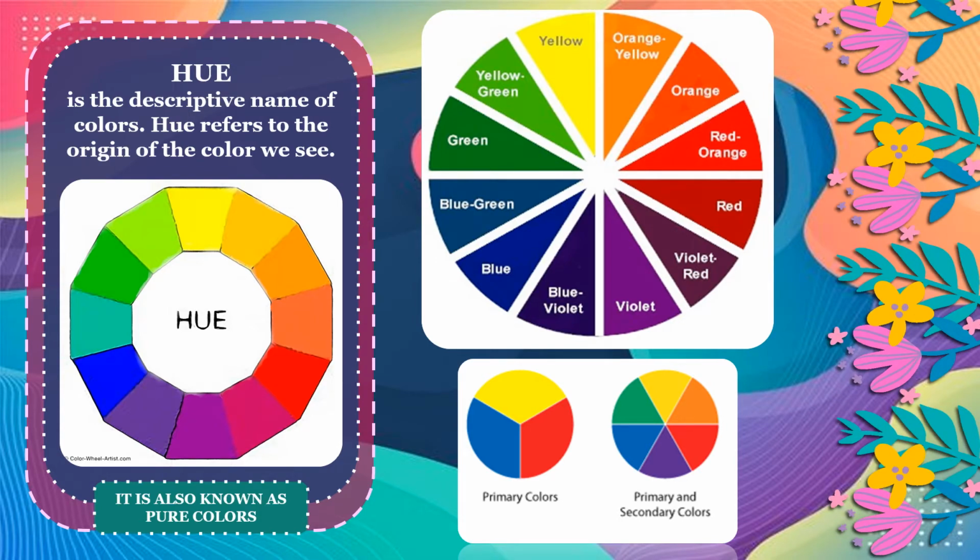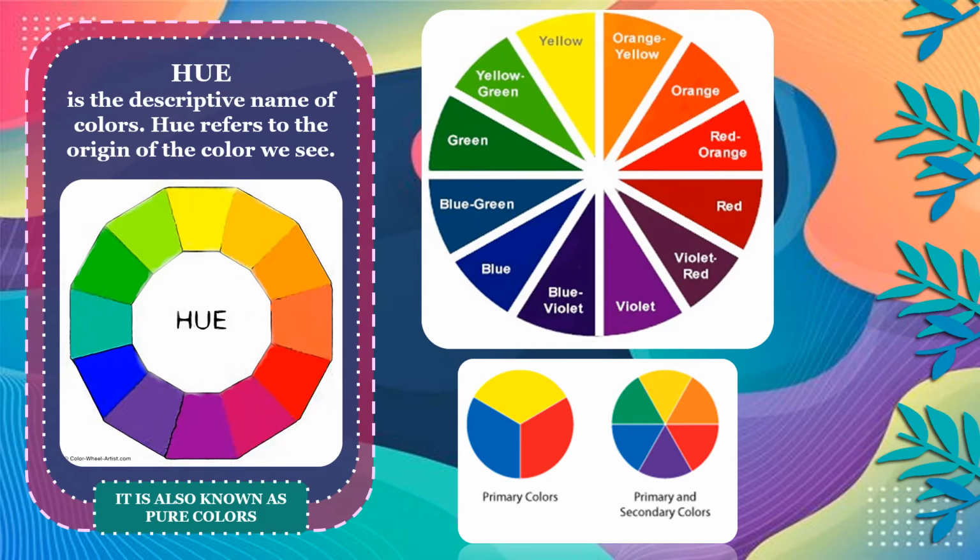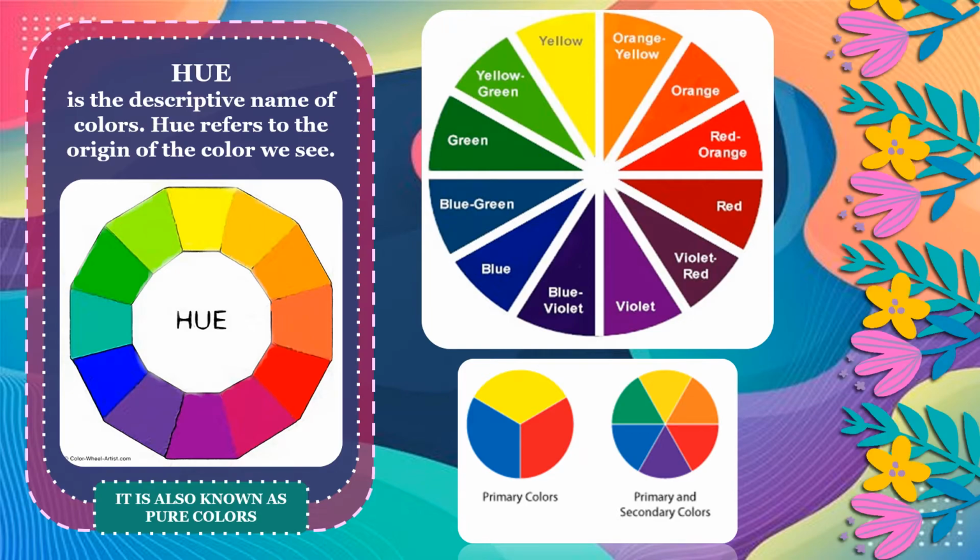Hue is the descriptive name of colors. Hue refers to the origin of the color we see. It is also known as pure colors.